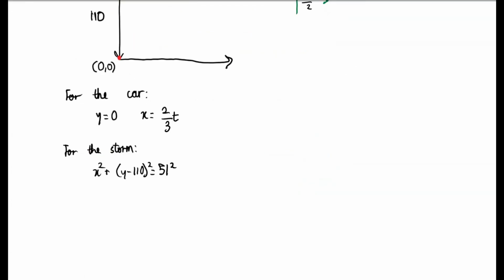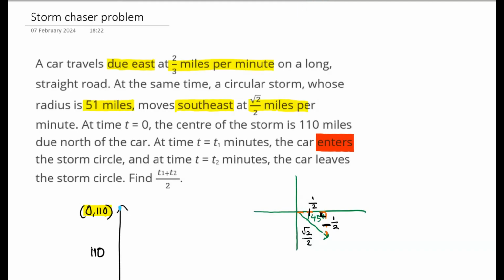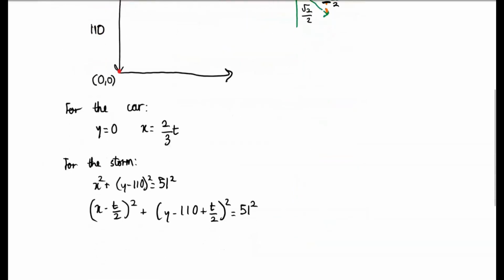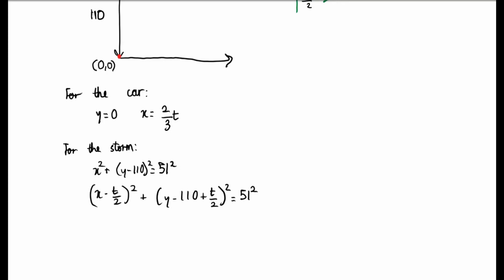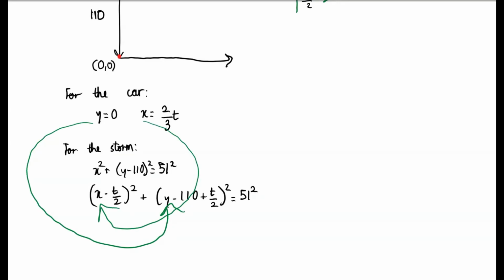So if we wanted to express the equation of the storm circle in terms of t, this would be (x minus t over 2) squared plus (y minus 110 plus t over 2) squared, and the radius will remain constant at 51. Now we are told that there are two times where the car enters the storm circle and leaves the storm circle. So what this implies is that at these two times, the position of the car is on the storm circle. So therefore, we can substitute our values for the position of the car in terms of t into our equation for the storm, like so. And this should give us both of the times where the storm and the car meet.